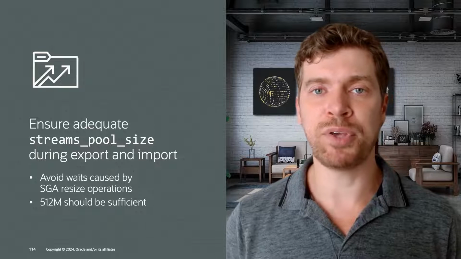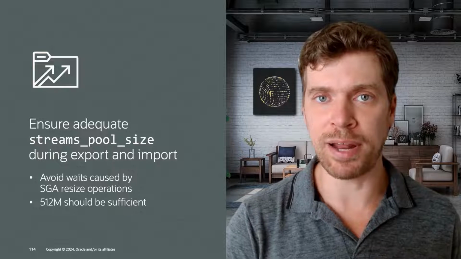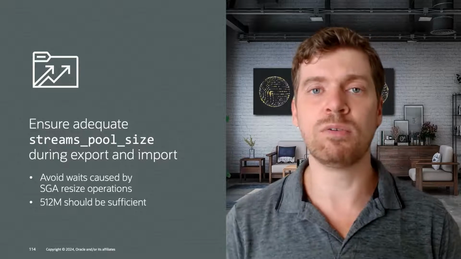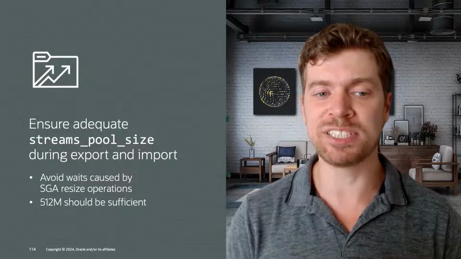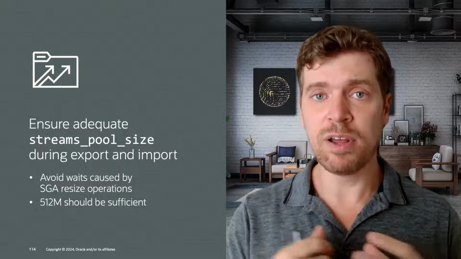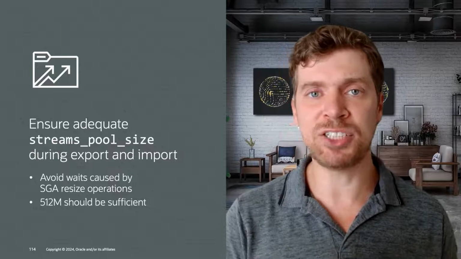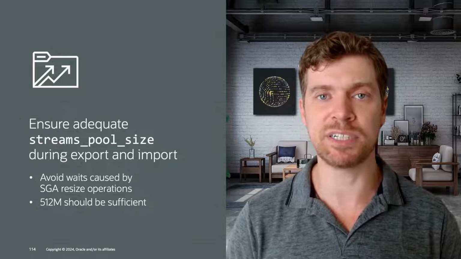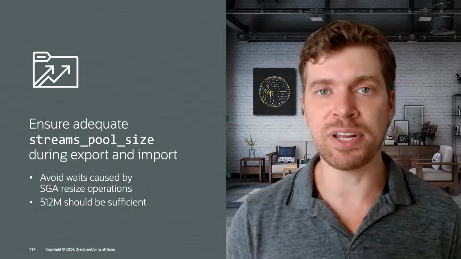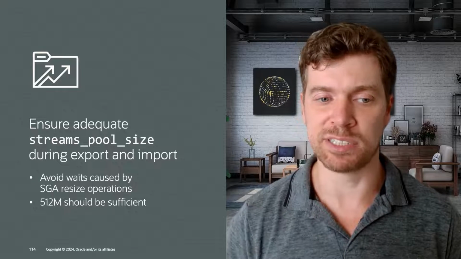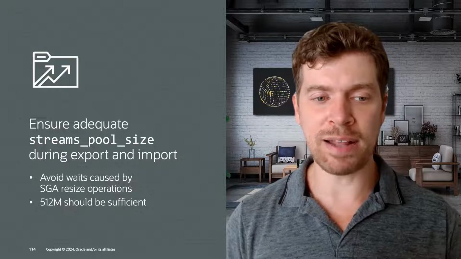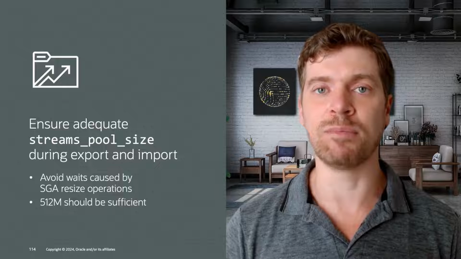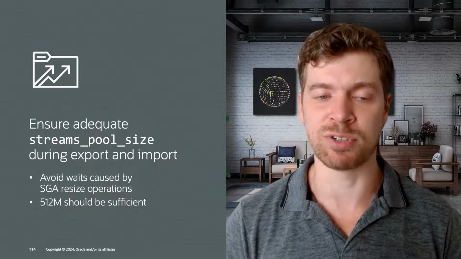Data Pump uses Advanced Queuing, and Advanced Queuing uses Streams, the streams pool. So it's very important to size your streams pool buffer because that way you won't have the SGA resizing it during the execution, so you won't run into any performance issue of SGA during the export or import process. We recommend you to have at least 512 megabytes. This is usually sufficient for most of the export and import for transportable.